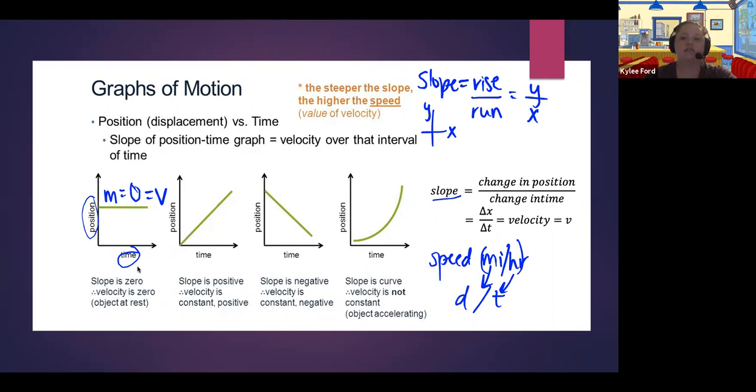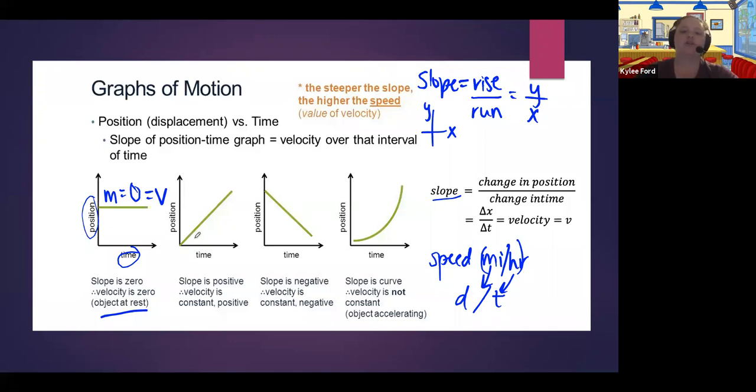If our velocity is 0, that means the object isn't moving, right? So our object is at rest then. Here, in this one, the slope is not equal to 0. The slope does equal something. We do have some kind of slope.